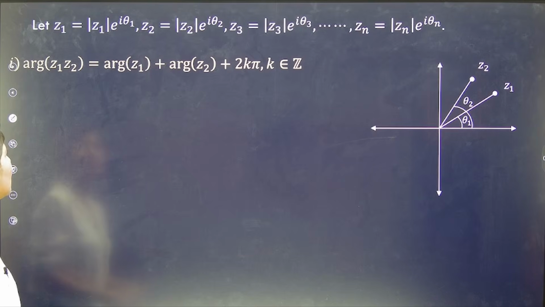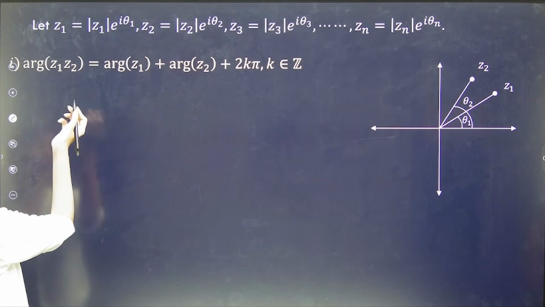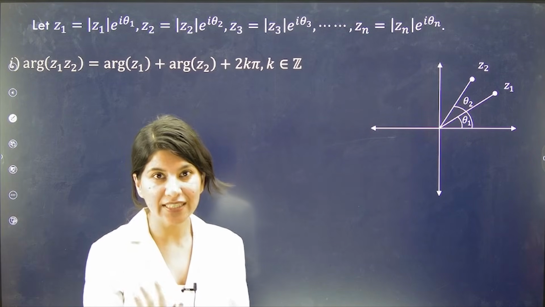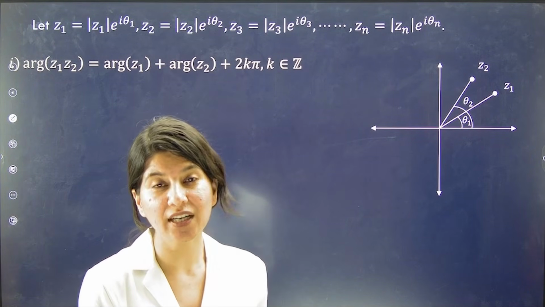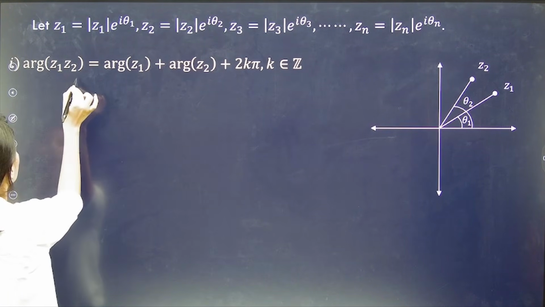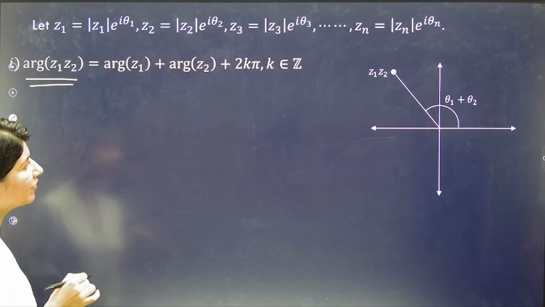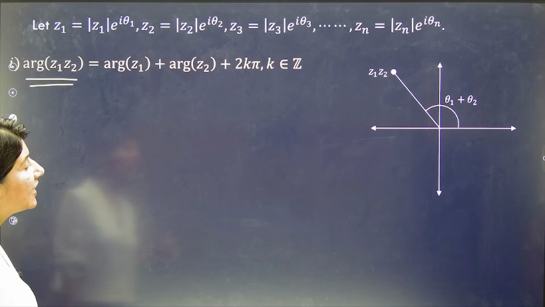Now the very first property: argument of Z1 we know, right? Argument of Z1 is theta 1. Argument of Z2 is theta 2. But what about argument of Z1 Z2? If I calculate, it is theta 1 plus theta 2.